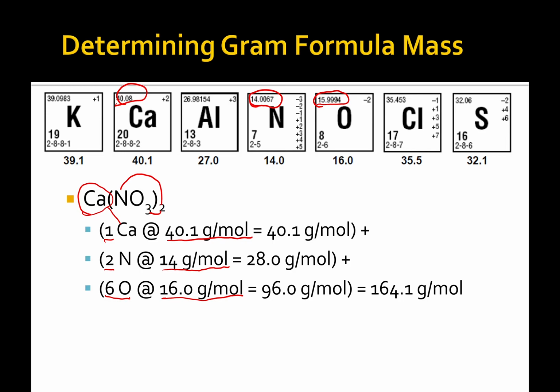We add up our totals and we get the gram formula mass for calcium nitrate. That's 164.1 grams for every mole. And that's for every mole of the compound calcium nitrate, which includes 6 oxygens, 2 nitrogens, and 1 calcium.